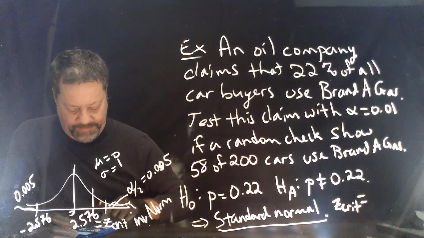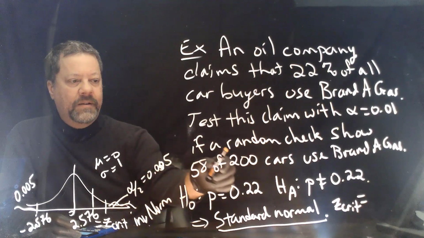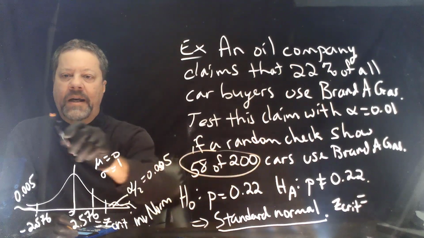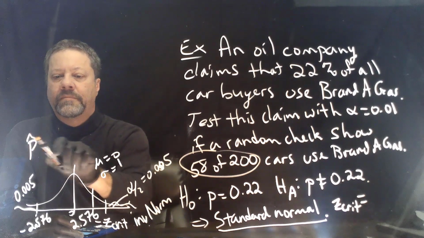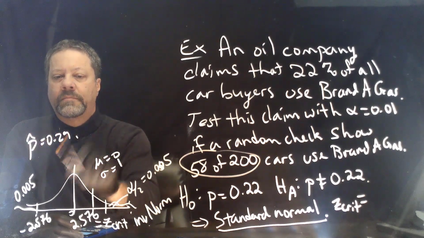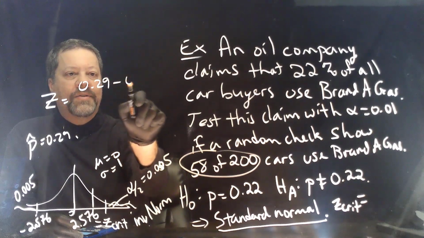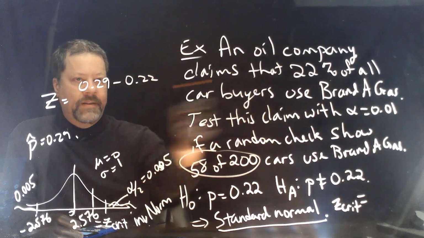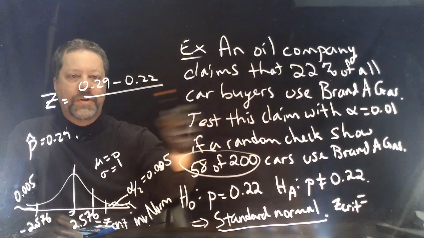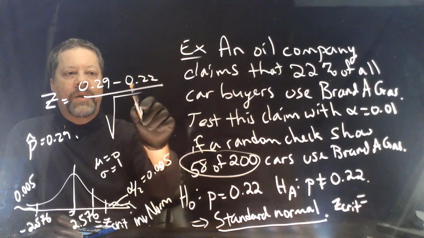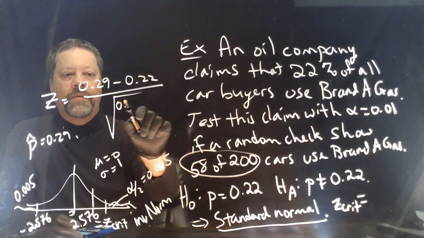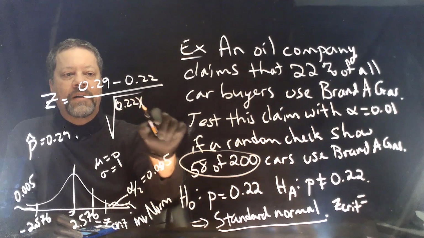If you calculate 58 divided by 200, you'll get 0.29. The z statistic will be 0.29 minus 0.22, the null hypothesis proportion. And we use the null hypothesis proportions for what we put underneath the radical.